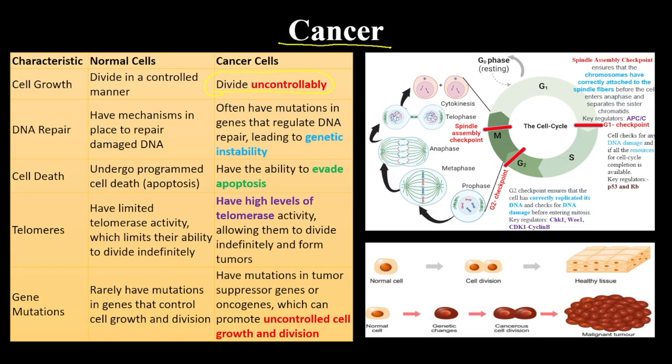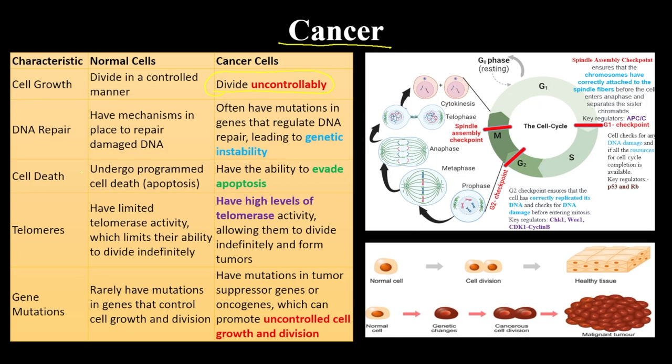So I have just given an example of what a normal cell looks like and what the features of normal cells are, and what the features of cancer cells are. Normal cells have limited capacity to repair damaged DNA, right? And as a result, they undergo the process of apoptosis, whereas cancer cells have enormous capacity for DNA repair, and as a result, they can overcome all the damage happening in the genomic content, and that's how they survive after the damage happens.